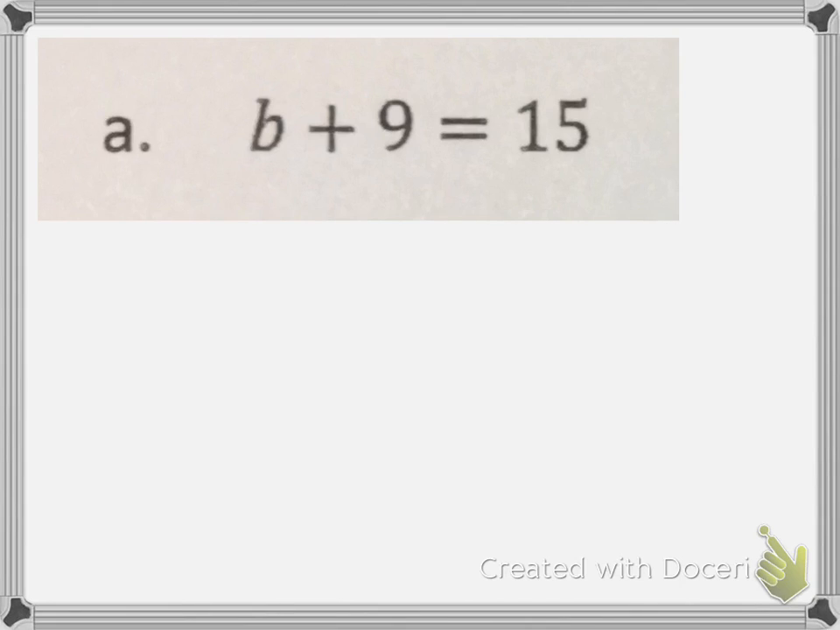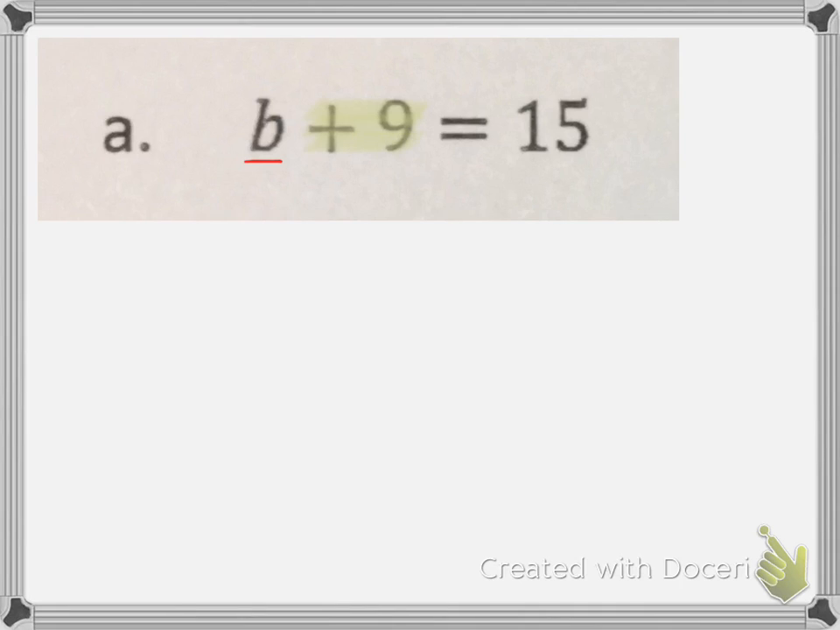Remember, I want to get b all by itself. I want to isolate b. Right now, if I look at this equation, there's something that's messing with b. There's something that's keeping b from being all alone. Can you see what it is? Yeah, isn't it this?